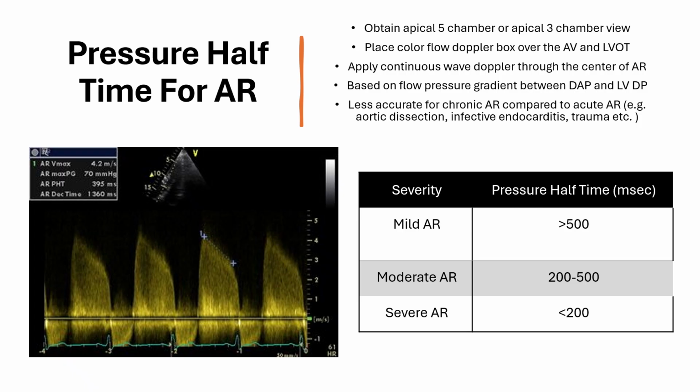Some of the causes which can lead to acute aortic regurgitation include aortic dissection, infective endocarditis, trauma, among many others. Severe aortic regurgitation is suggested when the pressure half-time is less than 200 milliseconds, which is shown in this table. Please pause the video if you need more time to review this concept.